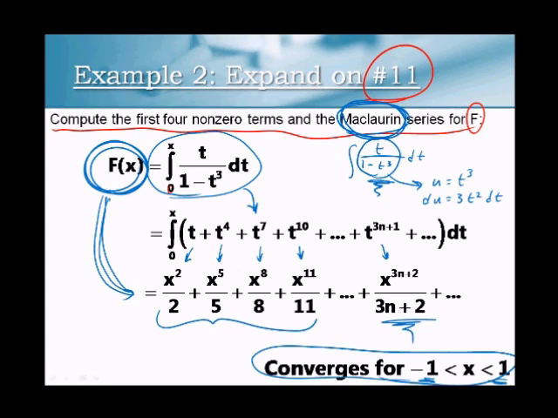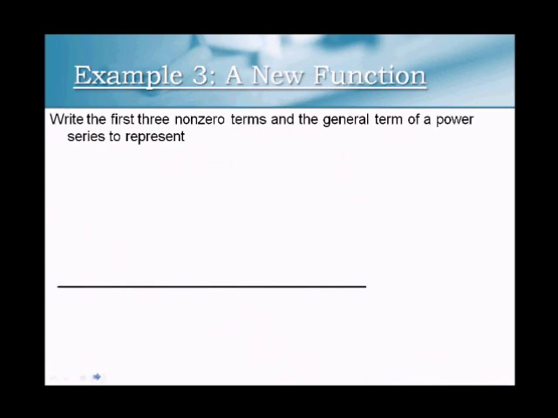It's going to be the same interval of convergence as it was before you integrated, so integrating is not going to be changing that. Okay, here's something that's going to help you on your homework tonight. And this is also a really cool problem, and I can kind of lead you to some other cool mathematics through this problem. So I think it's going to be kind of fun. So example 3: write the first three non-zero terms and the general term of a power series to represent the function f of x equals e to the x plus e to the negative x all over 2.